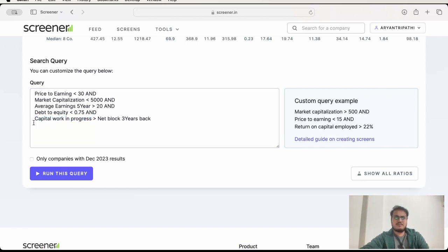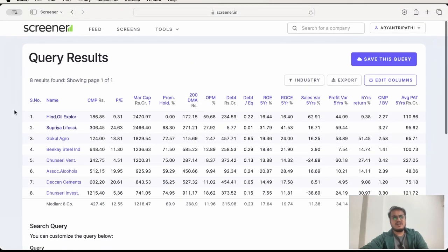So again you can see I am focusing on capex. I am focusing on micro cap stocks. I am focusing on stocks with very low PE. So definitely a lot of future prospect of the stock is added into this search. So this is a kind of multi-bagger search.